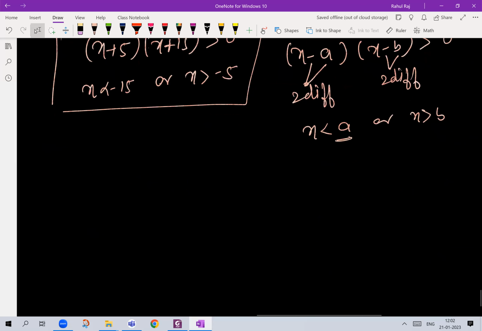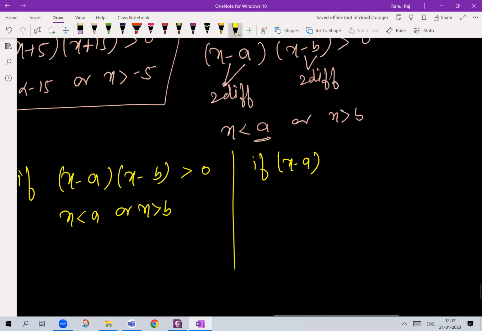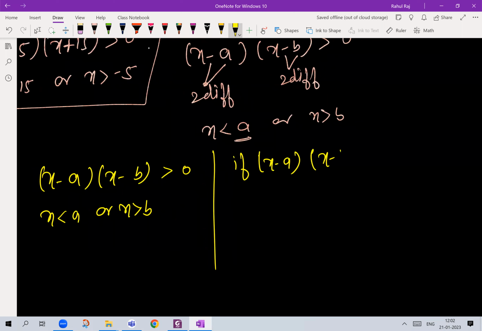I hope it's clear. So what we did, that if x minus a into x minus b is greater than 0, x is either less than a or x is greater than b. If I say to you, if x minus a into x minus b is less than 0, what does this mean? It simply means x lies between a and b. A is a smaller element and b is a bigger element again.